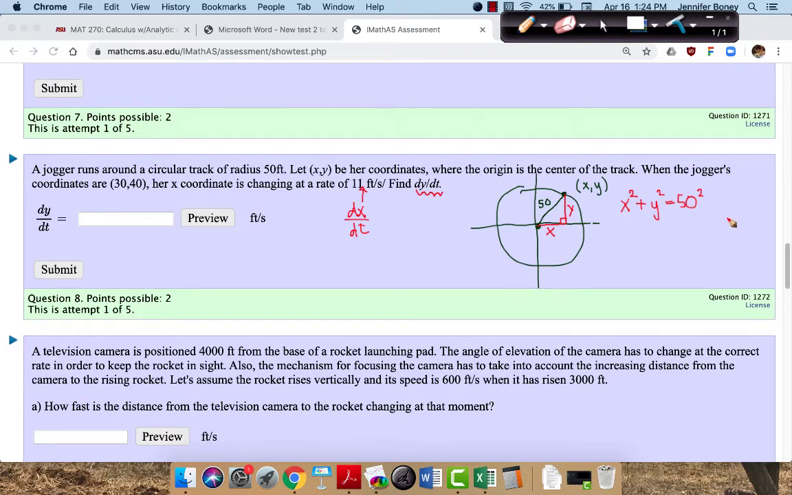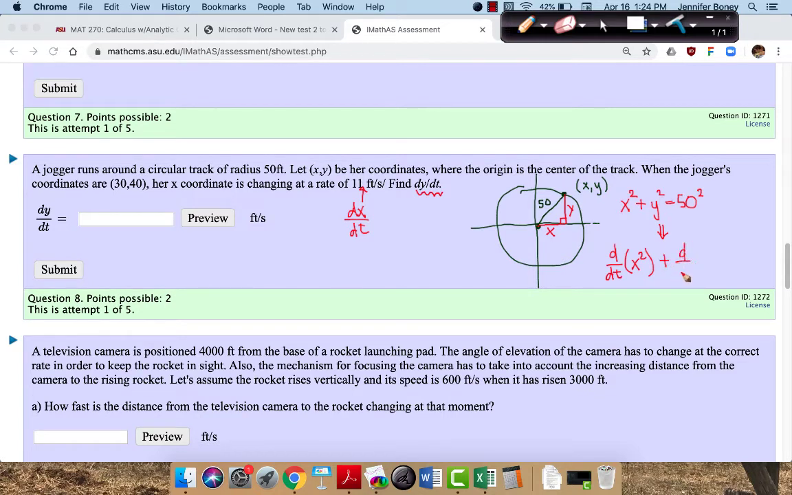So dx/dt is 11. We want to find dy/dt, and all we have is an equation with x's and y's. So differentiate both sides. The derivative of x squared with respect to t is a slightly more complex setup than the previous equation. It involved product rule, but this involves chain rule.